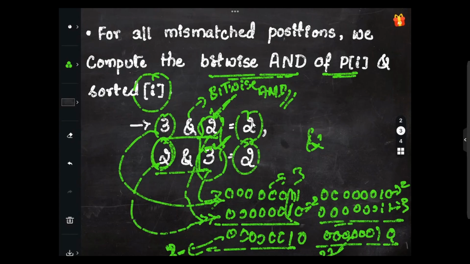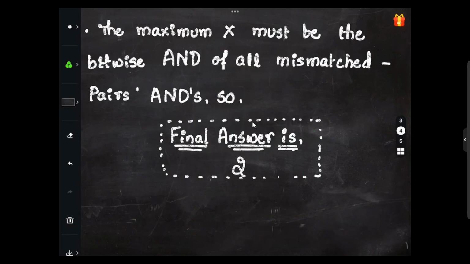So we are just converting these to binary, and we are performing the bitwise AND operation, right? That is how we got the answer 2 for both.